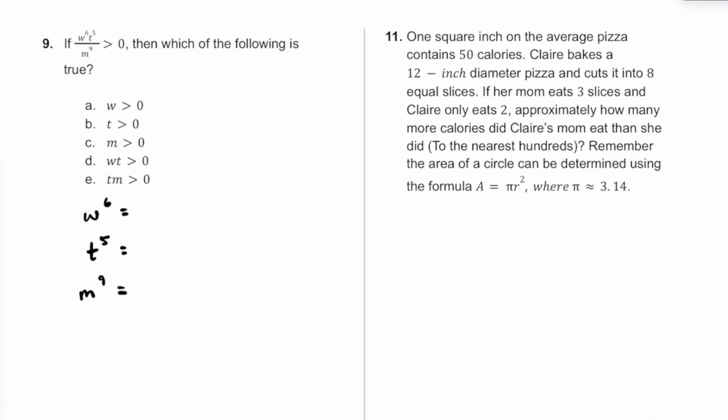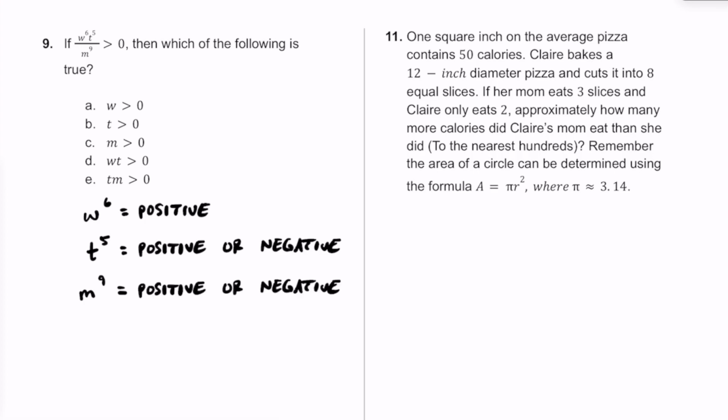Now, if we take a look at each of these bases, notice the powers that they have. So this one has an exponent that's even, we have an odd and another odd one here. Just like earlier, if you raise a negative or a positive number to an even exponent, it's going to be positive no matter what. So w to the 6th power has to be positive no matter what. However, t to the 5th power could be positive or negative. It depends if t is negative. If t is negative, then we're going to get a negative value. If t is positive, we'll get a positive value.